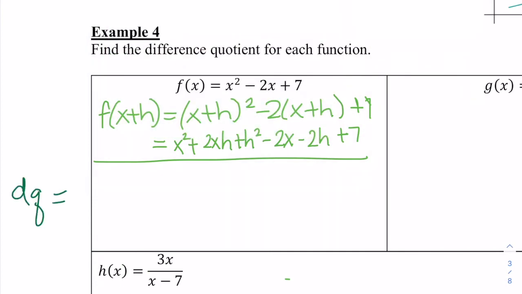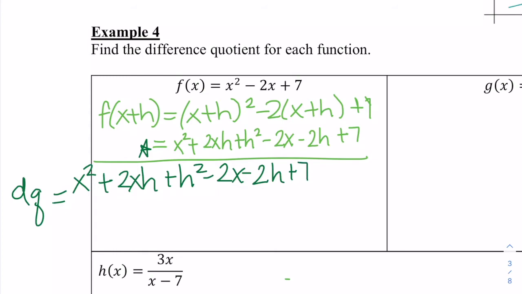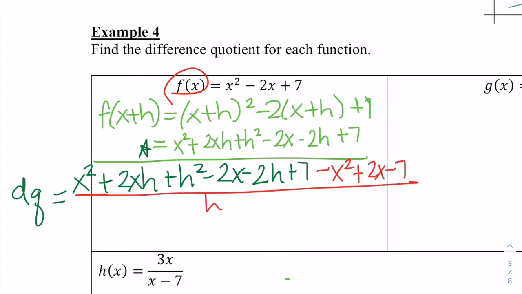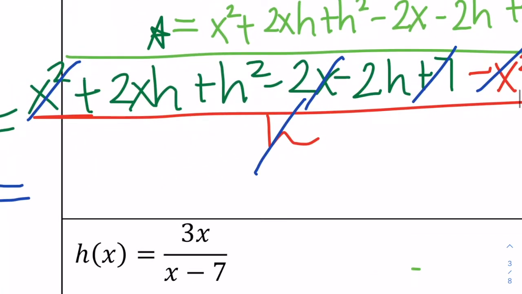So it'll be the f of x plus h, which is this whole expression here. So x squared plus 2xh plus h squared minus 2x minus 2h plus 7. And then subtract f of x. So minus x squared plus 2x minus 7 all over h. Now you'll notice that things cancel. The x squareds, the 2x, and the 7.